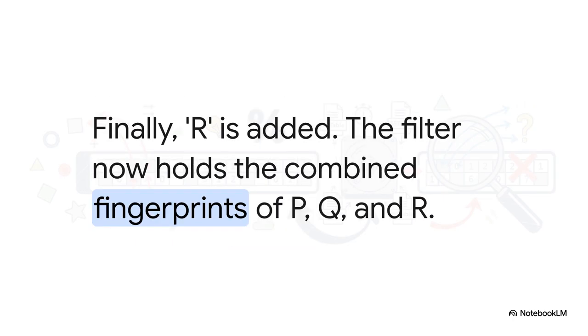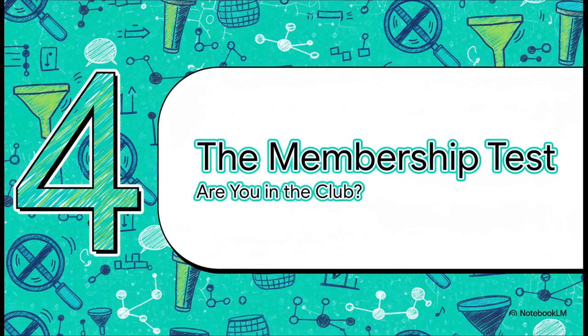Let's do one more. Element R. It hashes to positions 5, 14, and 19. So we flip those bits, and there you have it. This simple little array of zeros and ones now contains the combined memory, the shadow, of all three of our elements, P, Q, and R. So we've put things into our set.